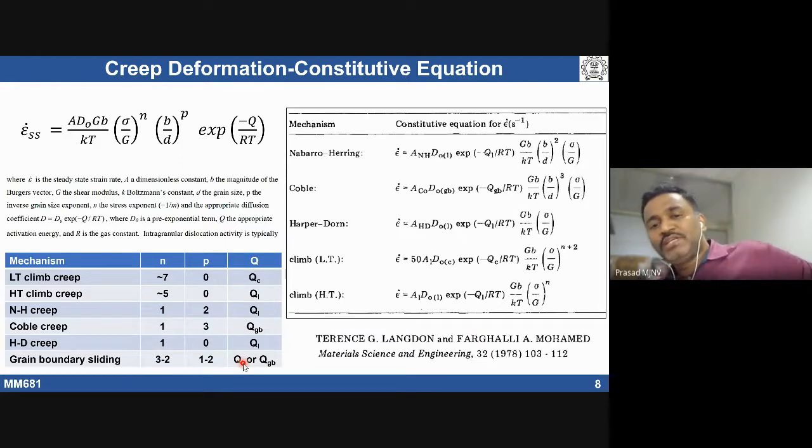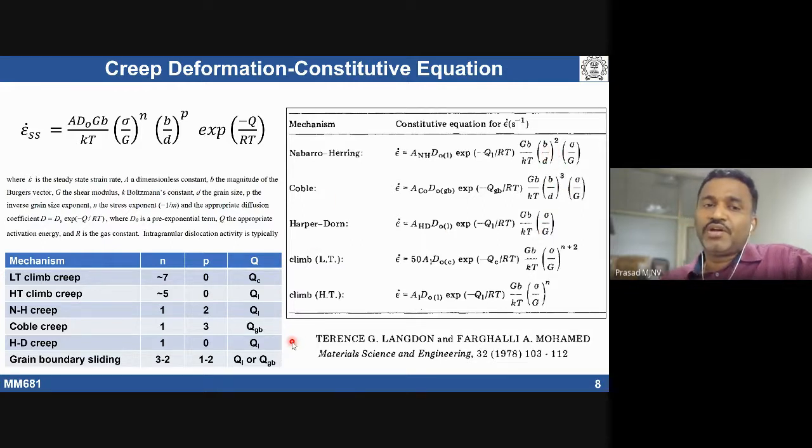So I think we do see well-established equations. For Nabarro-Herring, Coble creep, Harper-Dorn, low temperature climb, high temperature climb, your n values are going to change and p values are going to change, depending on what type of mechanism we are talking about.